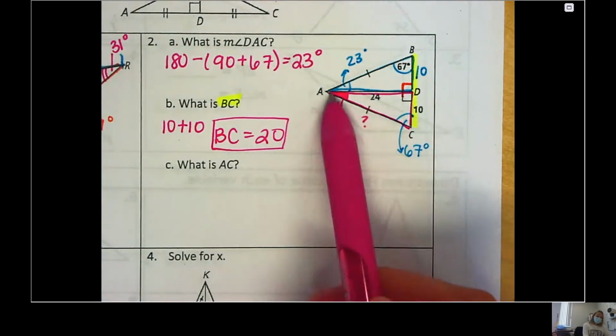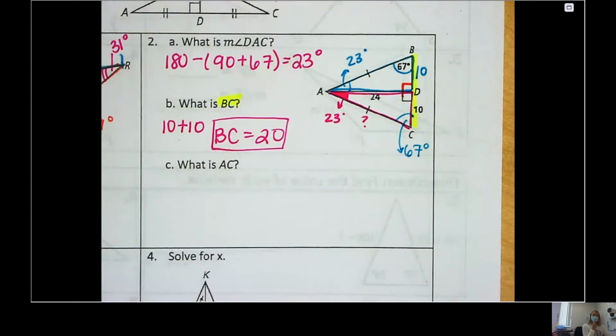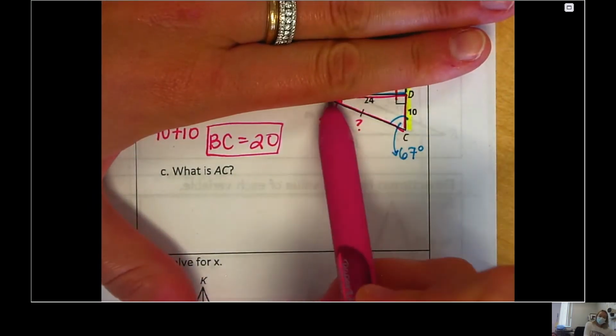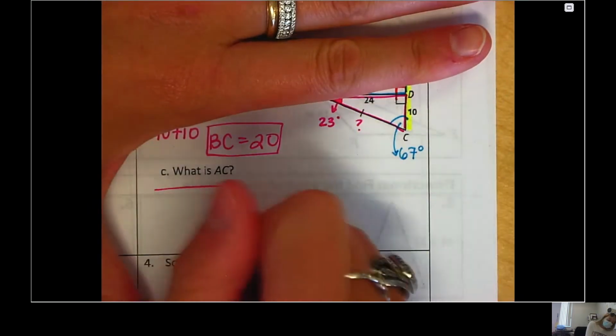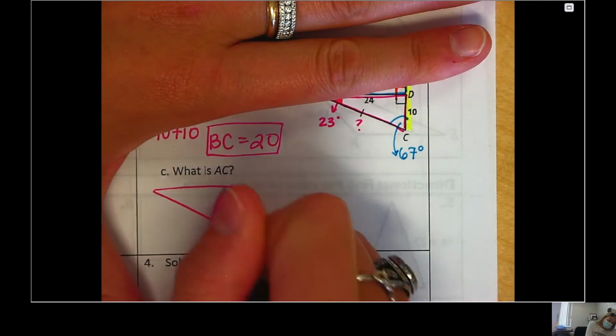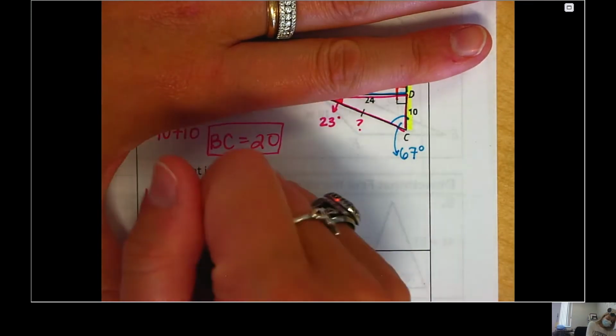Nope, so 24 is this length right here. That's AD, yeah. Okay, so here's what I'm going to do. I'm going to make this a little easier for myself. I'm just going to redraw this triangle right here, my smaller triangle at the bottom. It's triangle ADC.